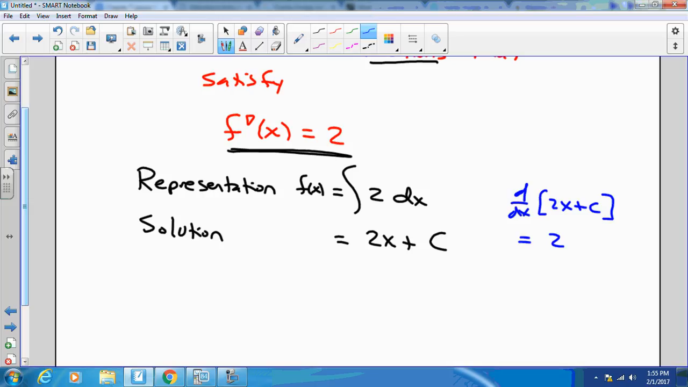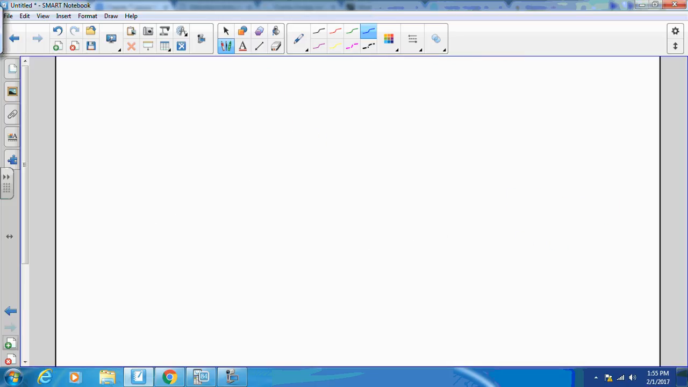Now, let's consider number 36 on the same page. And here's where we are going to address your question about finding the constant. On number 36, we are told that f prime is equal to 1 over 4 x to the 3/4 power. And we are also told that our function passes through the point 1 comma negative 2.